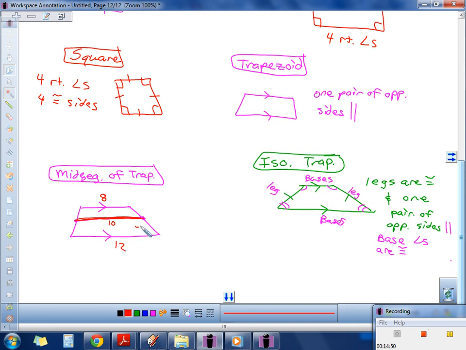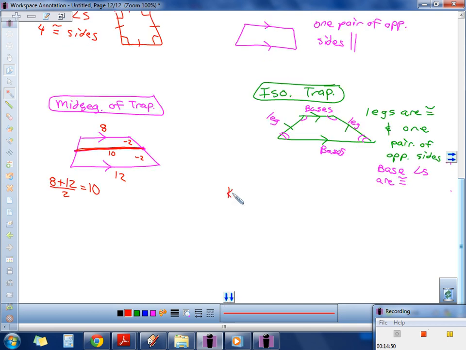How'd I go from 12 to 10? Subtracted 2, 10 to 8, subtract 2 as well. You could also find the middle piece by doing 8 plus 12 divided by 2 is 10. So that's another good piece of math.